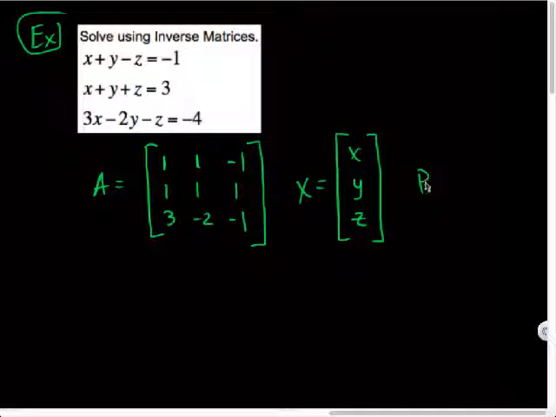And matrix B is a 3 by 1, and it's just my constants, negative 1, 3, negative 4. All right, so we got that concept.